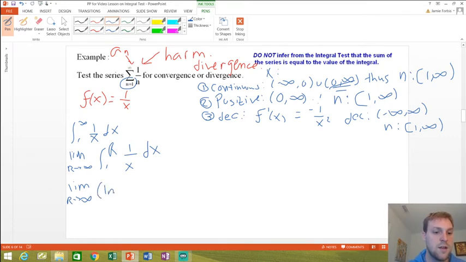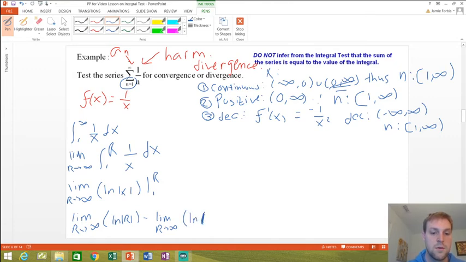So that's going to be ln of absolute value of x, evaluated from 1 to r. I'm going to plug in r, I'm going to plug in 1, and I'm going to take the limits. So I'm going to say the limit as r approaches infinity of ln of absolute value of r, minus the limit as r approaches infinity of ln of absolute value of 1.